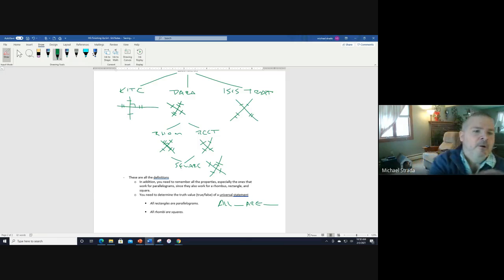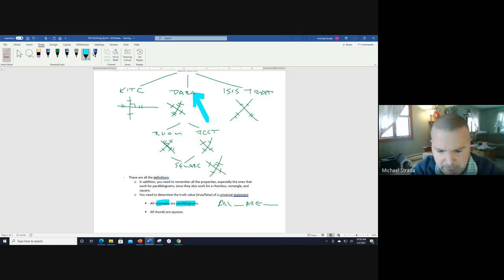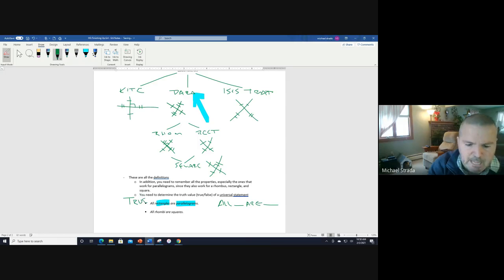Now, the first one, all rectangles are parallelograms. If we look at our flow chart, the rectangle is beneath the parallelogram. All right? So that, ladies and gentlemen, would be true. Anytime you move up the flow chart, the answer is going to be true. All right? Now, all rhombi are squares. Now we're moving down. So that would be false.